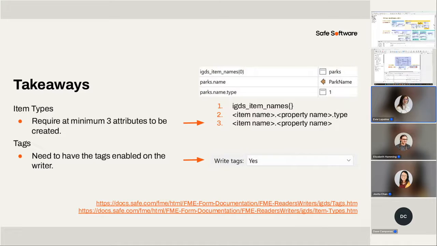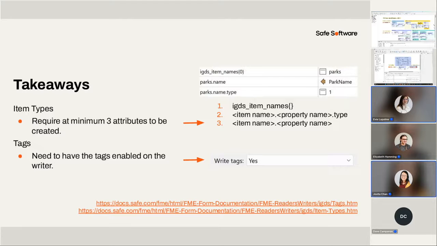I gave you what it actually should be and my example with parks.name and parks.name dot type. And then tags just need to have it enabled on the writer. So that's the documentation there. We'll put that in the chat as well.